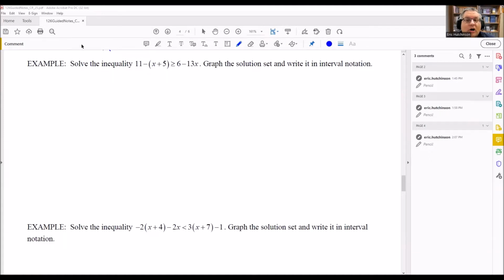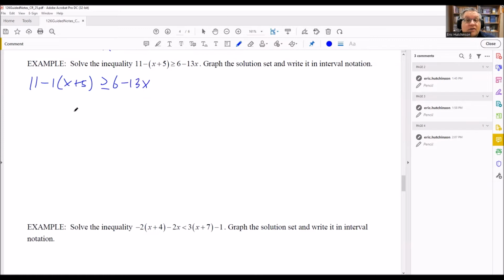These next problems all have parentheses in them, so they're going to require you to do some distributing. Now, this problem can actually be written out this way. If you see a minus sign, it's exactly the same thing as a -1 in front. Okay, so it's like you have a -1.